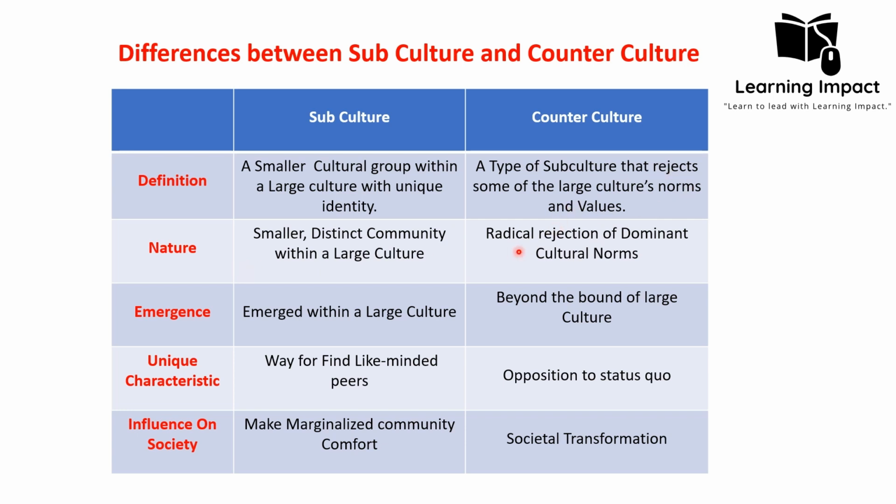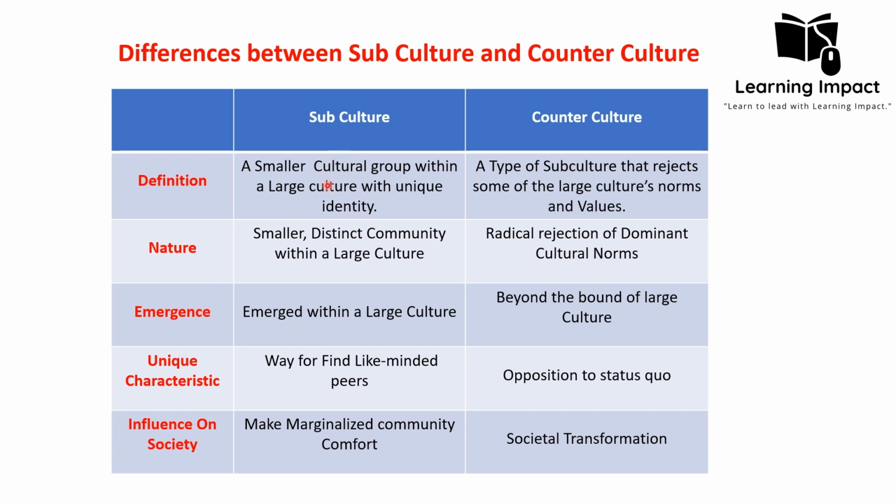Counterculture, by nature, shows a radical rejection of the dominant culture's norms. For example, as we discussed, the suffragist movement was demanding the right to vote for women. So it was actually rejecting the dominant culture norm, which was that women do not have the right to cast votes. So that norm was rejected by the counterculture.